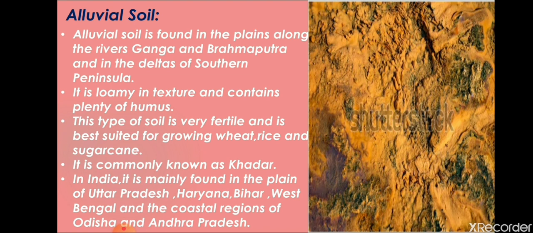It is basically good for the cultivation of wheat, rice and sugarcane, or whatever pulses are basically grown in northeastern India. It is known as khadar. Now, in India, it is mainly found in the plains of Uttar Pradesh, Haryana, Bihar, West Bengal and coastal regions of Odisha and Andhra Pradesh. Remember this: as the word alluvial soil comes, just remind yourself that alluvial soils are basically formed by the collection of alluvium brought by the rivers. So this soil is basically found in the river valleys, like in Uttar Pradesh also, this type of soil is there.